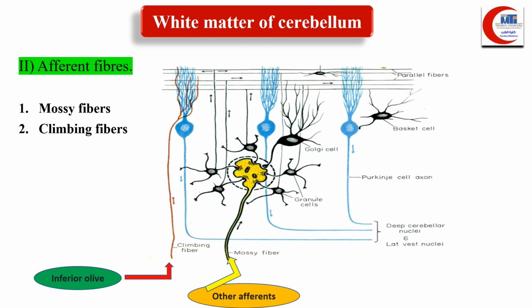What about the afferent fibers in the white matter of the cerebellum? The afferent fibers are 1 mossy fibers and 2 climbing fibers. Mossy fibers, okay, this is one of the afferent fibers which enter the cerebellum. The second afferent fiber is called climbing fibers, which come from what? Inferior olive, which is present in the open medulla oblongata in the brain stem.